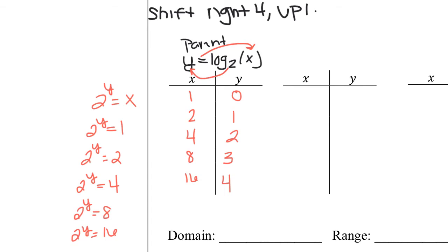So with logs, it's kind of backwards. The y values are your exponents, and the x values are the results. 2 to the 0 power equals a 1. 2 to the first is 2. 2 squared is 4. 2 to the third is 8. 2 to the fourth is 16. Logs are kind of backwards from exponential functions. So change your log into an exponential and work from there.